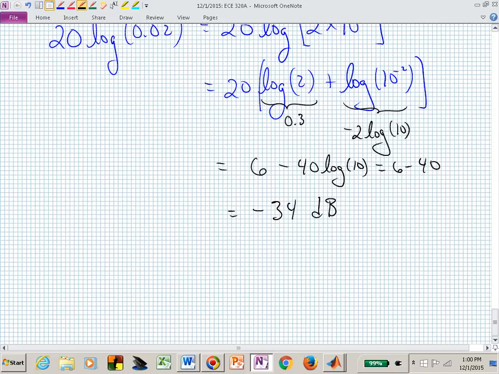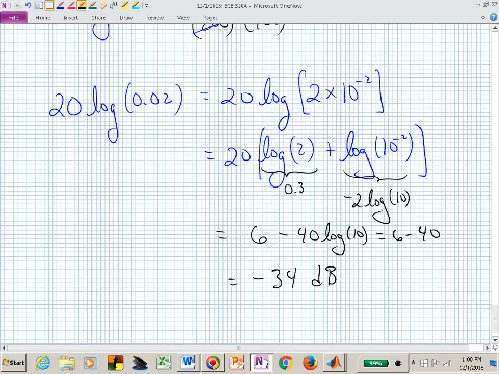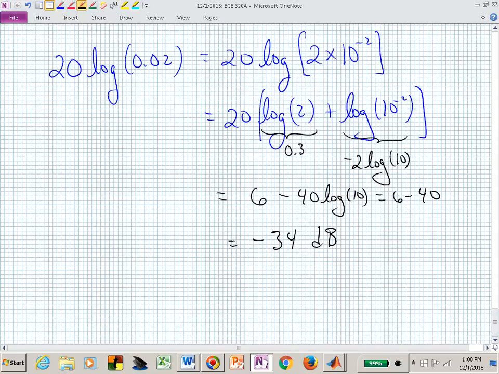What is 0.1 in dB? Just to check your sanity on this, if you now had 20 log of 0.1, that's 10 to the minus 1, that's minus 20 dB. And 0.01, ten to the minus 2, so it's minus 40 dB. So we're in between minus 20 and minus 40. Yes, so we're in the ballpark. We're at minus 34 dB.